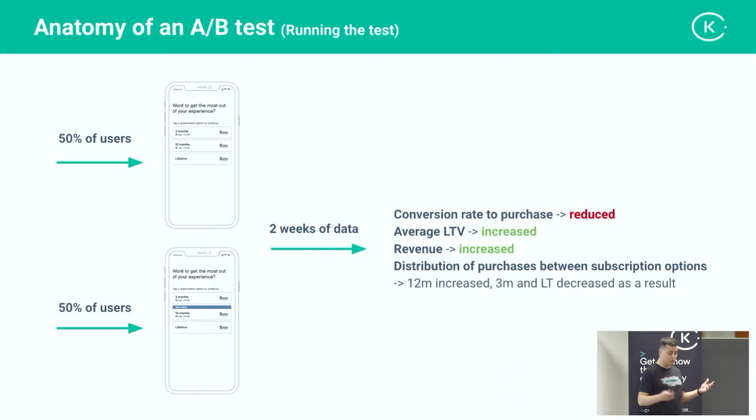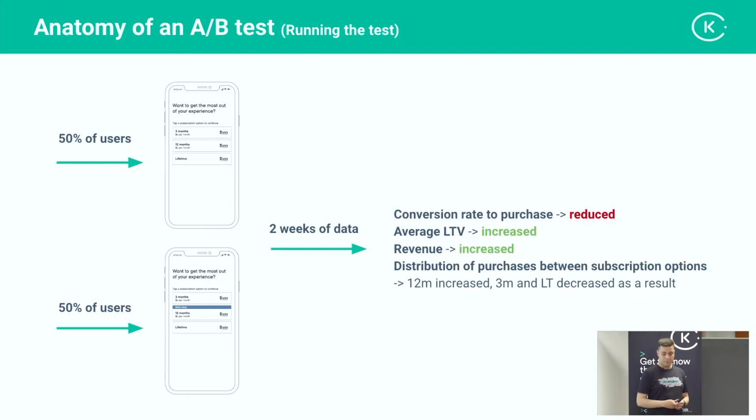In this example, you could see that, okay, overall my conversion rate to purchase is a bit lower. But on the other hand, I'm seeing an increase in the average LTV because 12 months has higher LTV than 3 months, and of course lifetime, because lifetime is just a consumable that doesn't renew. Also, in terms of revenue, you can see an increase because the 12-month option is priced higher, plus taking LTV into account, it overall brings in a higher amount of revenue yield.